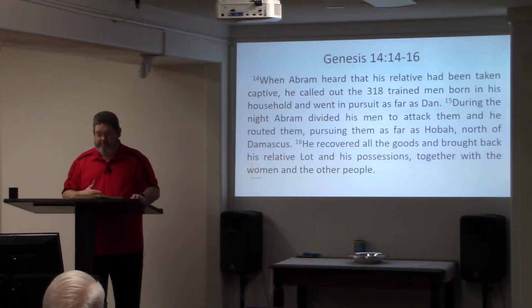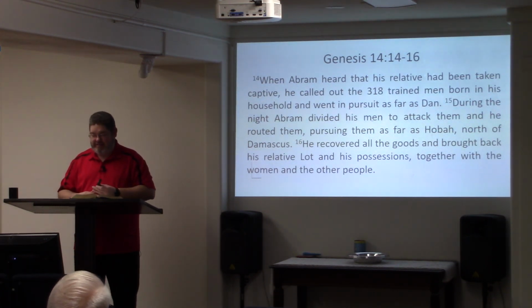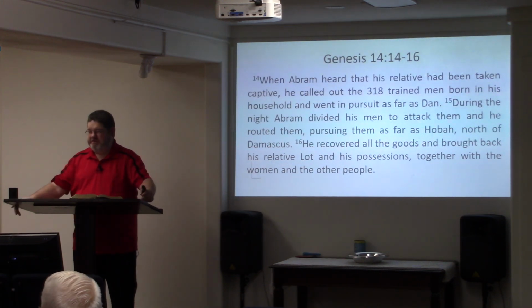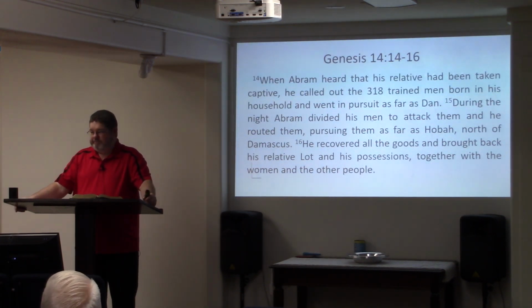During the night, Abram divided his men to attack them, and he routed them, pursuing them as far as Hobah, north of Damascus. By the way, who's the them in this case? Anybody know? Who is the them? Who is it that has kidnapped Lot and his family and the inhabitants of Sodom and Gomorrah? That's what the king's name.